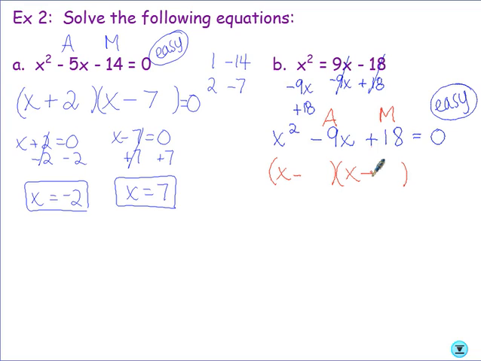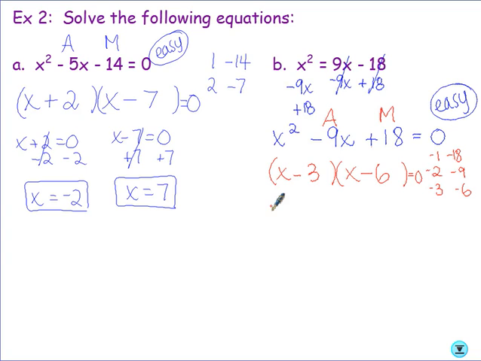Well, 18, we have a couple of options. We, of course, have 1 and 18, both negatives. We have 2 and 9, both negatives. And we have 3 and 6, both negatives. Well, what's the pair that gives us negative 9? That will be this last pair. Negative 3 and negative 6, but we still have equals 0.